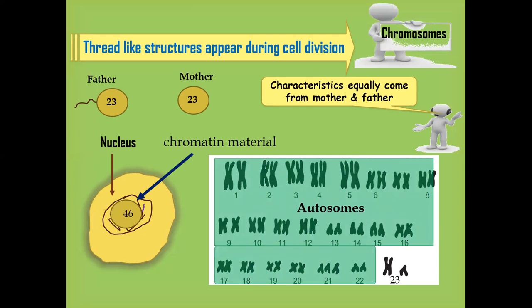In these 23 pairs of chromosomes, 22 pairs are autosomes, which give information for designing our body characters, while the 23rd pair makes the sex chromosomes. This provides genetic information for designing the primary sexual characters, like whether we are going to be male or female.